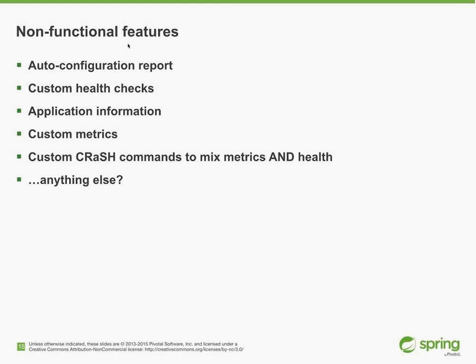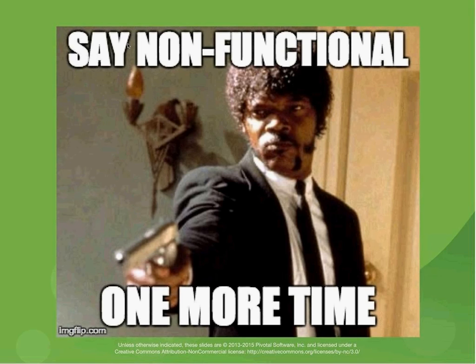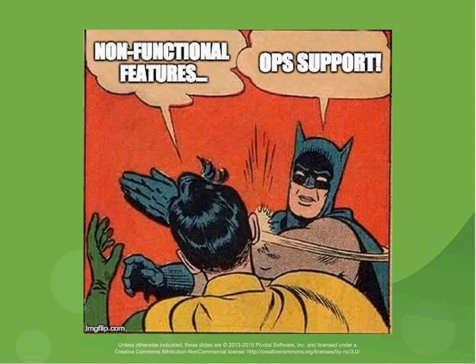So let's recap these non-functional features that we have. We have an auto-configuration report. We wrote some custom health checks. We had application information, custom metrics, custom Crash commands to mix stuff together. In fact, there's even more than that when it comes to non-functional. And, well, that's a good point. Maybe I should stop saying non-functional. I'm going to confess to you, I've never really liked the expression non-functional because it sounds like it doesn't do anything. And to me, this stuff does a lot. So I prefer referring to these things as op support features instead of non-functional features.